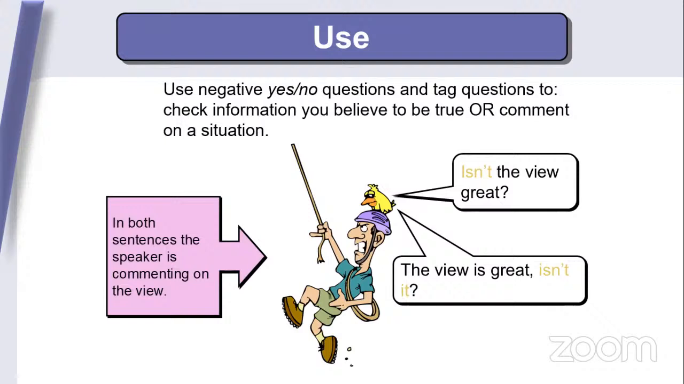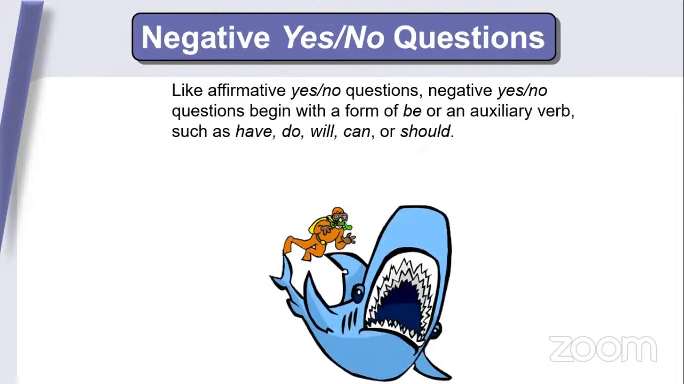Okay, so yes/no questions are different. The view isn't great, but for yes or no we can say, the view is great, isn't it? It's another question, right? Also, we can use negative yes/no questions, like affirmative yes/no questions. Negative yes/no questions begin with the form of be or an auxiliary verb such as have. As I said, we can use have, do, or has or does, depending on the person in the subject, and will, can, or should.